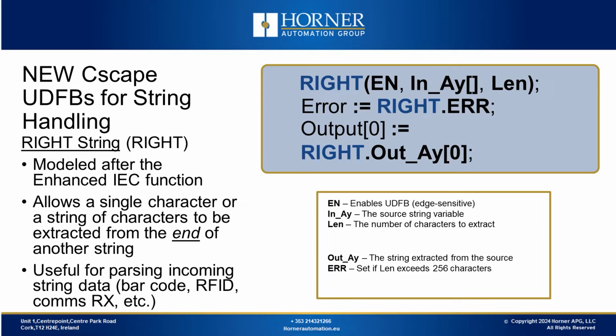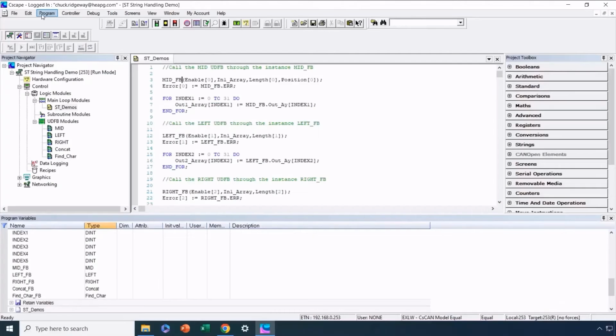However, when we specify a length in terms of the number of characters to extract, we will extract that number of characters from the end of the string instead of from the beginning. Now we will look at how we can use these UDFBs in our logic in Cscape.